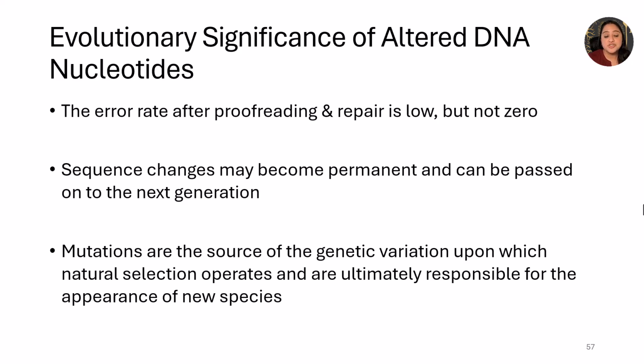But ultimately, mutations are the source of the genetic variation that natural selection operates on. And mutations are ultimately responsible for the appearance of new species. It's just tiny, tiny, small changes that might or might not lead to a change in a phenotype. And that new phenotype might or might not end up being beneficial to an organism. So it really is amazing. It's so interesting how much the molecular stuff that we're learning about in this class is what leads to new species and a whole phylogenetic tree and everything that you're going to learn about later on as a biology major. It all starts from DNA.